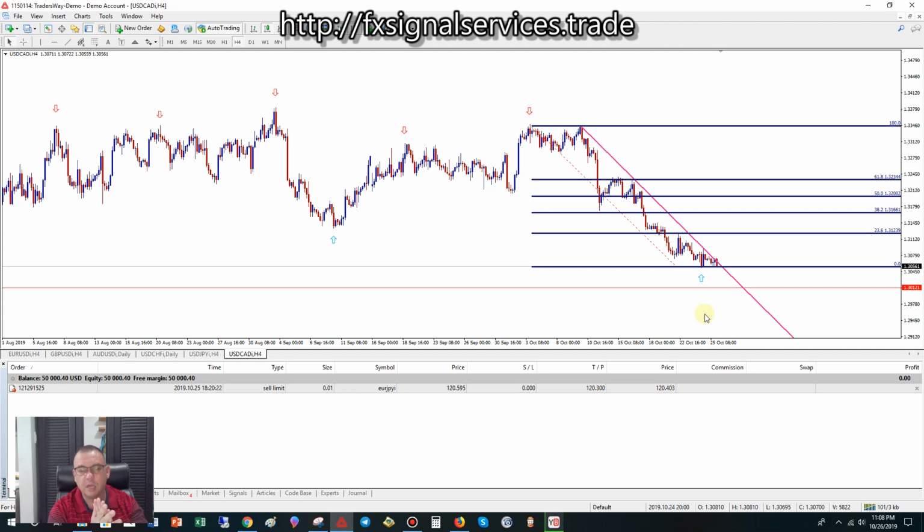So US dollar definitely looks like it's going to be dropping, while the other pairs should be going up. Okay, the Euro US dollar, Australian dollar, and the Great British Pound, those should be going up.